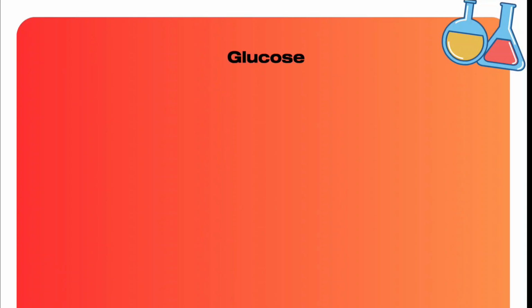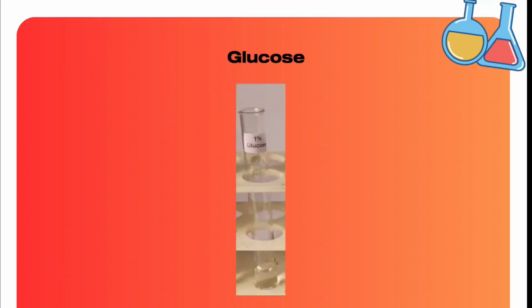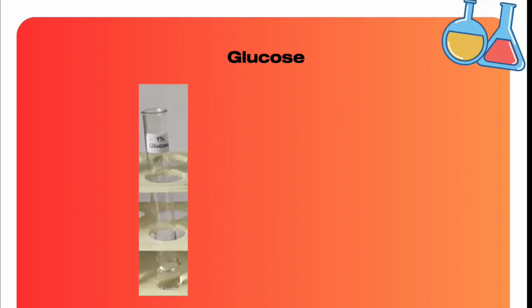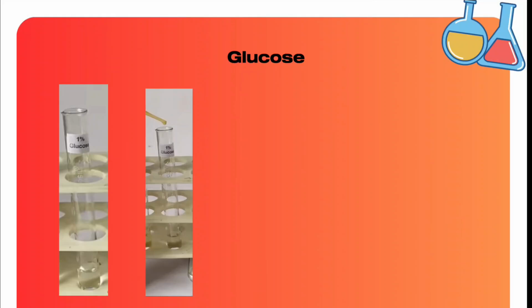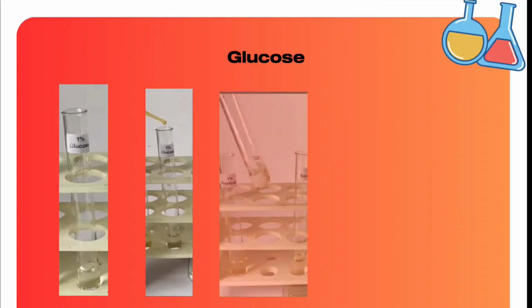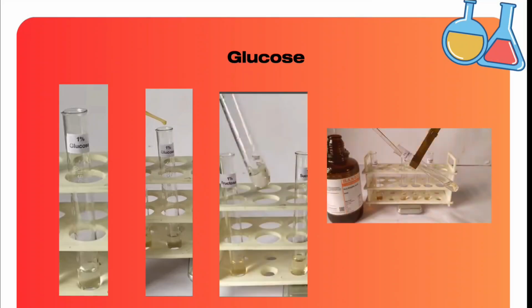Next, let's test glucose. In a separate test tube, place 1 ml of 1% glucose solution and add 1 ml of Molisch reagent to the test tube and gently shake to mix. After that, tilt the test tube with glucose and Molisch reagent. Slowly and carefully add 1 ml of concentrated sulfuric acid along the side of the test tube, allowing it to flow gently down. The acid should form a distinct layer below the glucose solution.